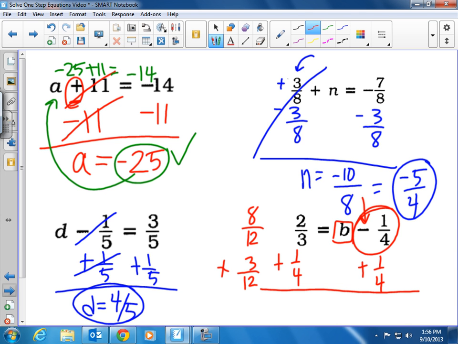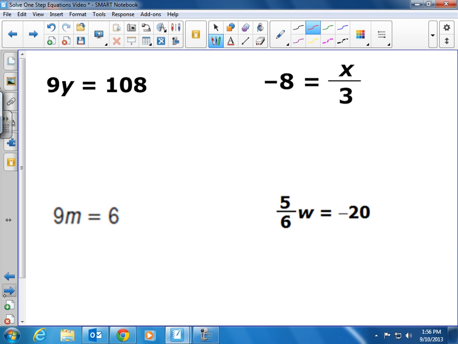So when I work that all out, you guys should be pretty good at doing this. I'm going to add 8/12 plus 3/12. That gives me 11/12 is what my b is going to be. I can plug that back into the b and make sure that it is right. You always have a way of checking your answer.